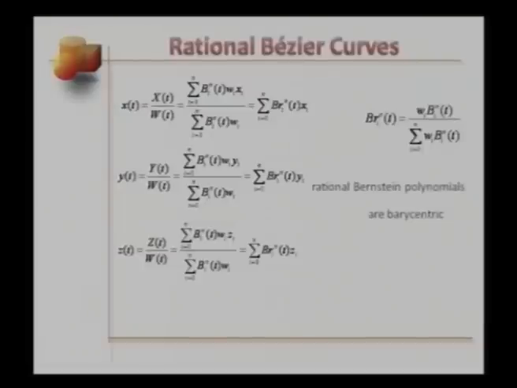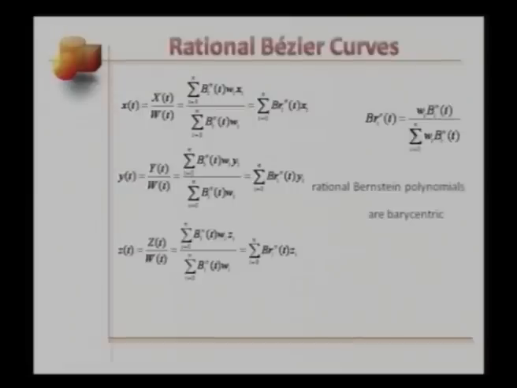Recall again what I mean by barycentric. These coefficients or weights associated with the Cartesian coordinates, or in general the design points, are all greater than 0 and they sum to 1. These are greater than 0 if we ensure all these weights are positive, and we already know from before that these Bernstein polynomials are greater than 0.